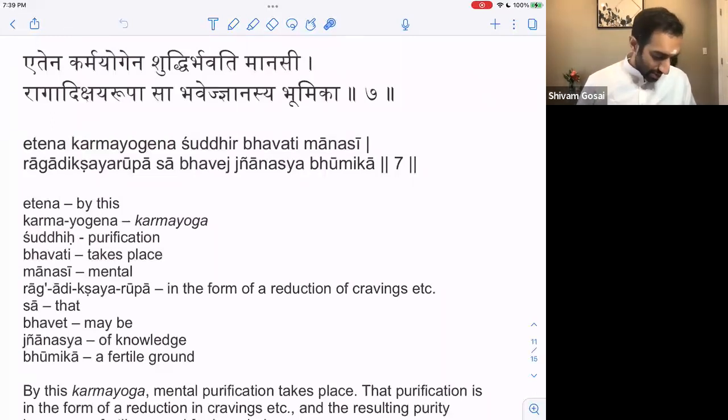So the sandhi is here, right? Etena karma yogena, then shuddhihi bhavati manasi, ragadikshaya rupa. That's one word, a samasa, a compound word. And then this becomes bhavet. The takara becomes jakara. Okay, so bhavet jnanasya bhumika.